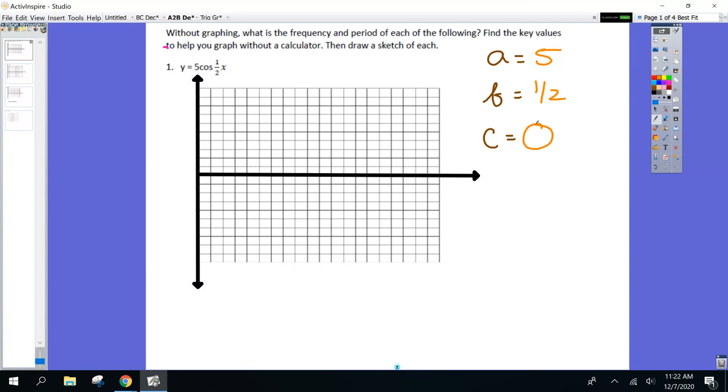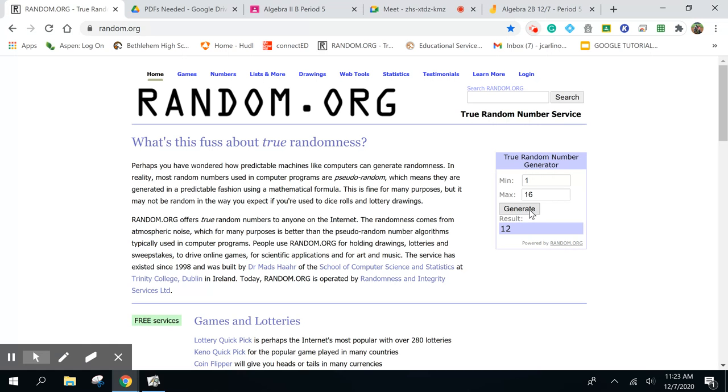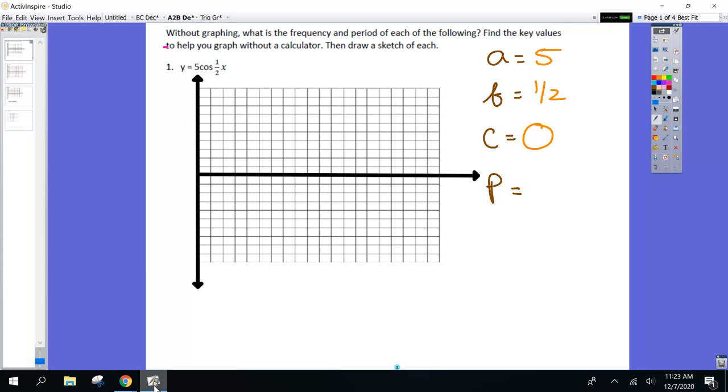All right, next up, period. Now this asks me to find period. Formula for period. Here you go, Dan, formula for period. 2 pi over b.